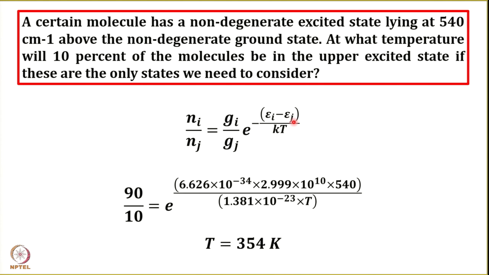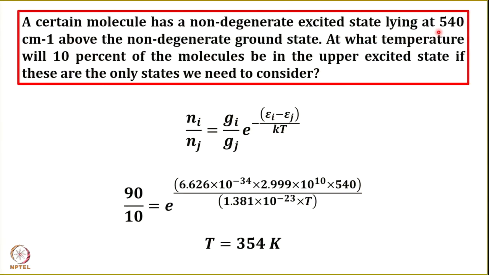And if we consider i, that is the ground state, which will have 90% and the upper excited state 10%, then the corresponding energies when they are put in and you solve this for temperature, you get a value of 354 Kelvin. That means at 354 Kelvin, 10% of the molecules will be in the upper excited state, where the difference between these two states is 540 centimeter inverse.